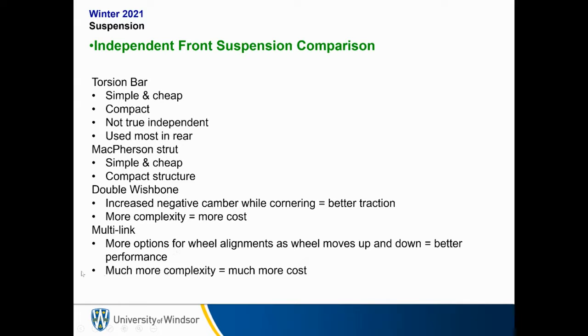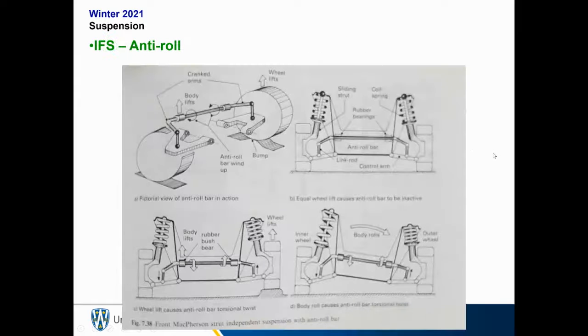So the type of vehicles that would implement a multi-link are vehicles that are aimed at the top levels of performance. Double wishbone, medium, and McPherson strut as well, simple, more simple performance. Torsion bar is definitely on the low end.